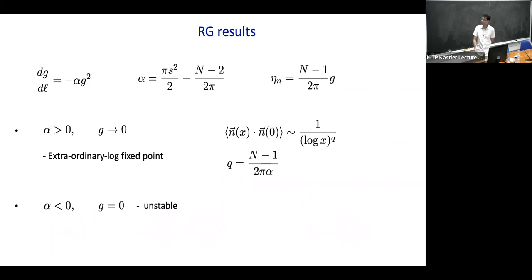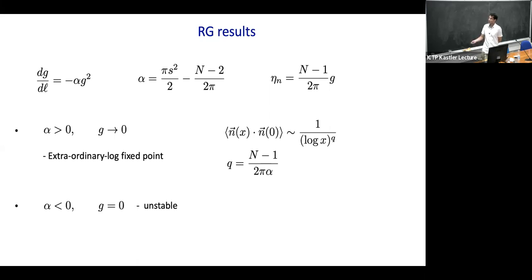All right, so now we are in business. We just need to analyze the consequences of this renormalization group flow. And the consequences just depend on the sign of alpha. Namely, if alpha is positive, then G will run to zero logarithmically in the infrared. This is like phi to the fourth theory in four dimensions. And integrating this RG flow together with this anomalous dimension for N, which is order G, you exactly recover a correlation function on the surface that decays as a power of logarithm, and the power q is given in terms of alpha like this.